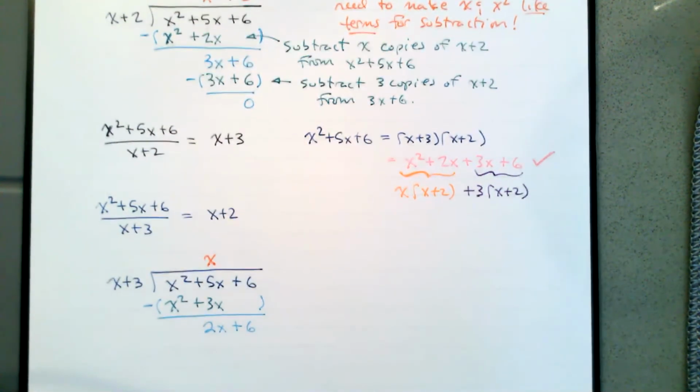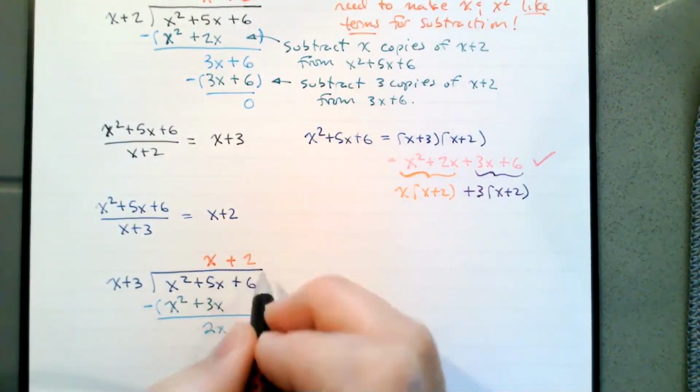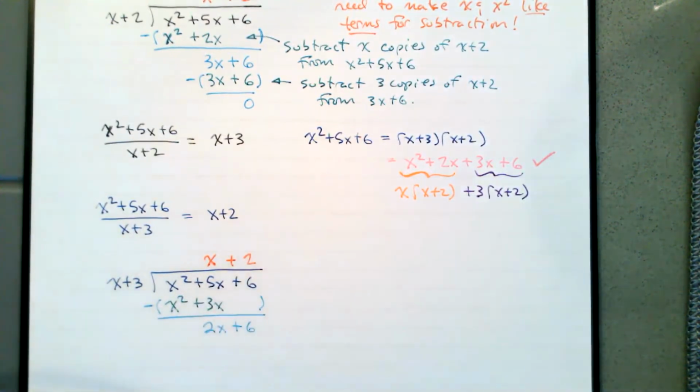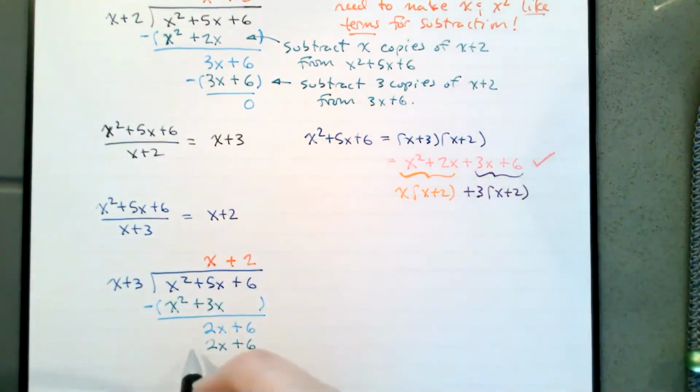Then we have to ask, how many times can we subtract x plus 3 from 2x plus 6 without going negative? And that is 2 times. 2 times x is 2x. 2 times 3 is 6, and then when I subtract, we get a remainder of 0, just like we had before.